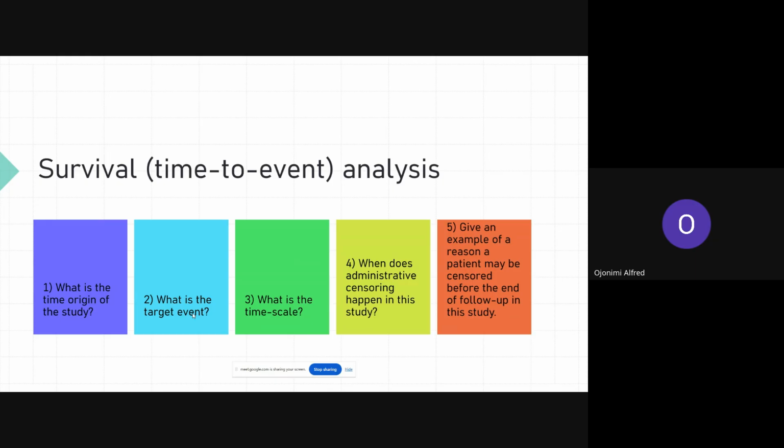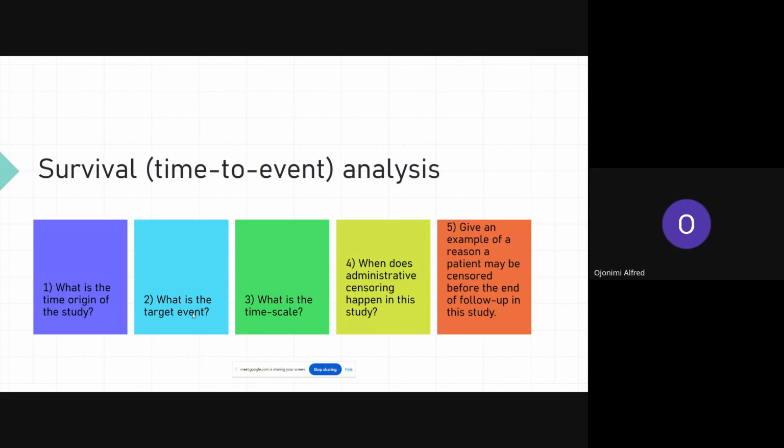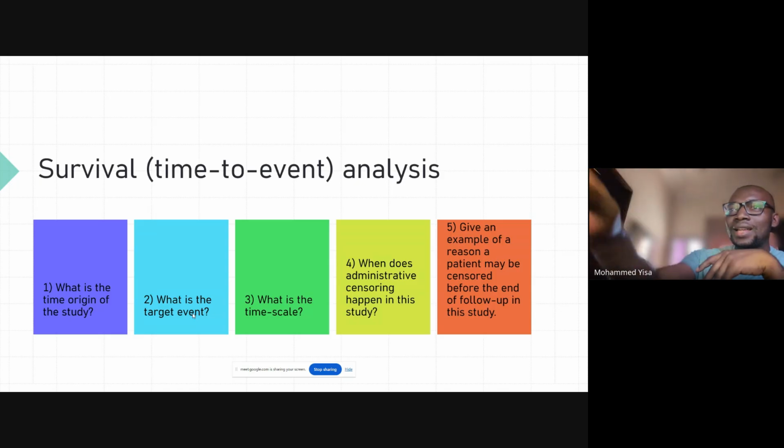Would that be at the end of the study? Yes, so that will be after 10 years. But you were actually answering question number 5, when would a patient be censored before the end of the study? You mentioned if the person is unreachable. Do you have other examples? Someone could die. Yes. Or if they withdraw consent and they're no longer happy to be in the study.